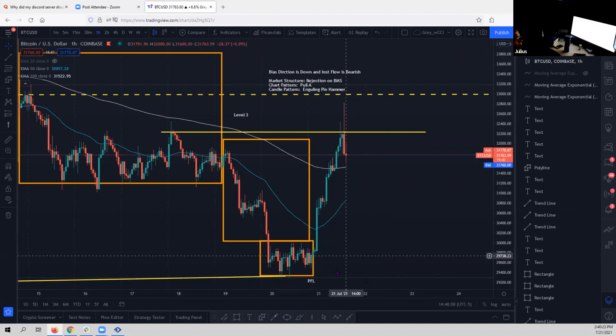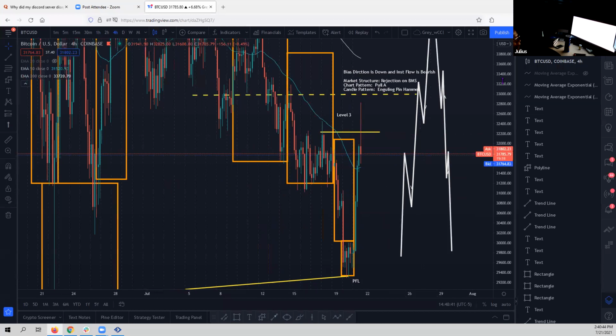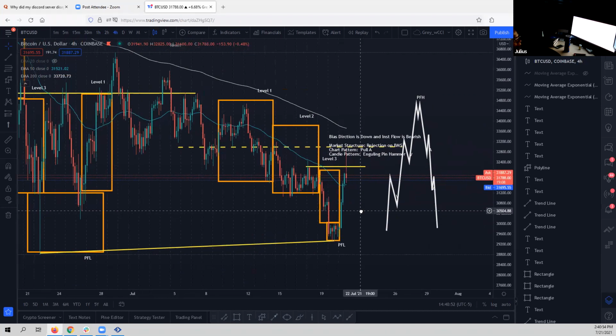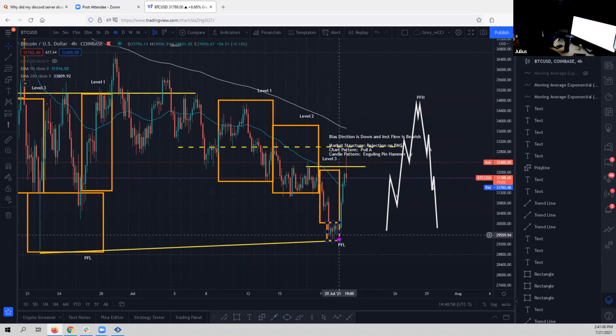Market structure was telling me that we did not BMS. We hit a lower low, a lower low. We also hit peak formation low. And that's the market structure. Chart pattern was basically a multi-week W pattern. See it? First leg, second leg going up. That was my chart pattern. And my candle pattern, of course, was from yesterday.